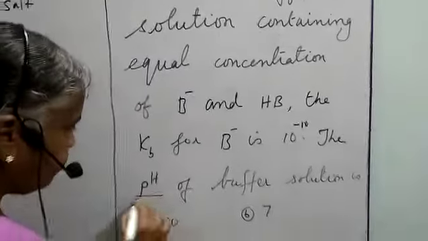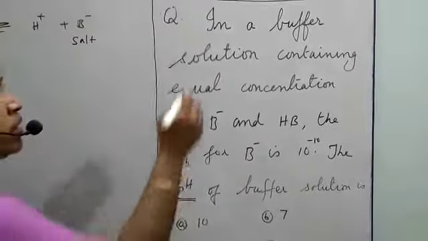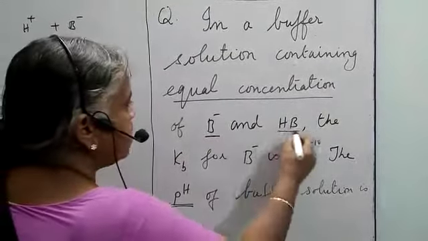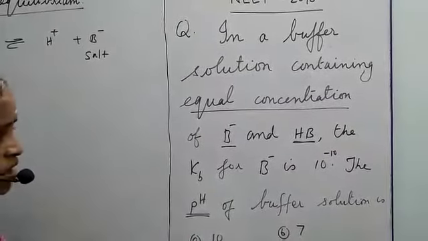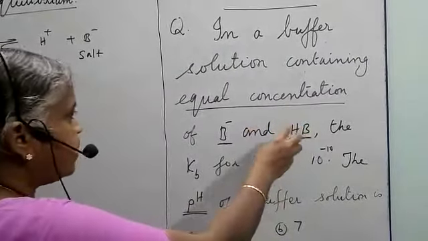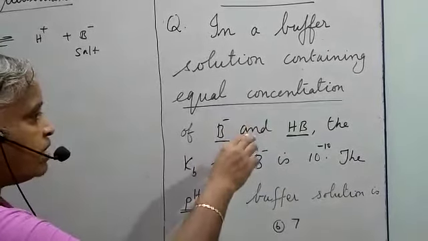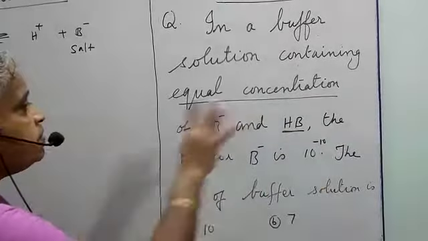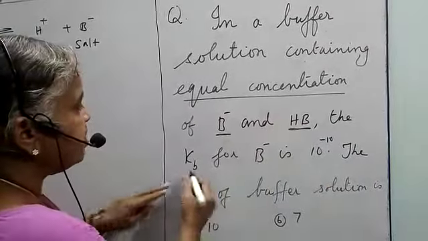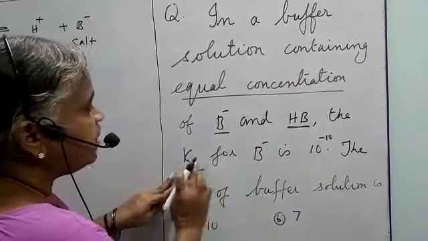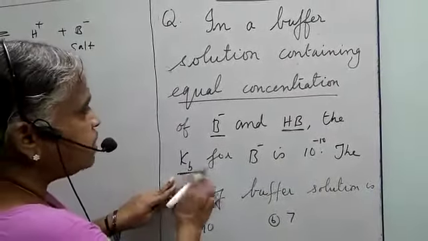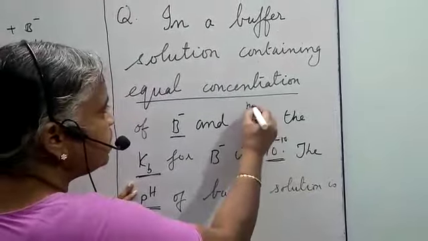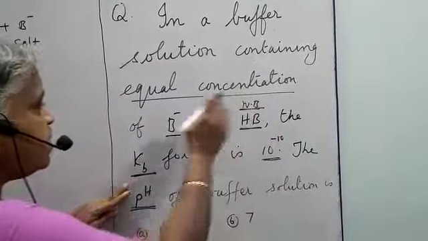Let us see one by one. What is given is, in a buffer solution containing equal concentration of B minus and HB. Here the trick is, it is given as HB and it makes us think about acid, but it is not an acid. Very important, it is not a weak acid. It is a weak base. How can we decide it is a weak base? Because we are provided with the value of Kb. Kb for B minus is 10 power minus 10. So you keep it as a weak base.